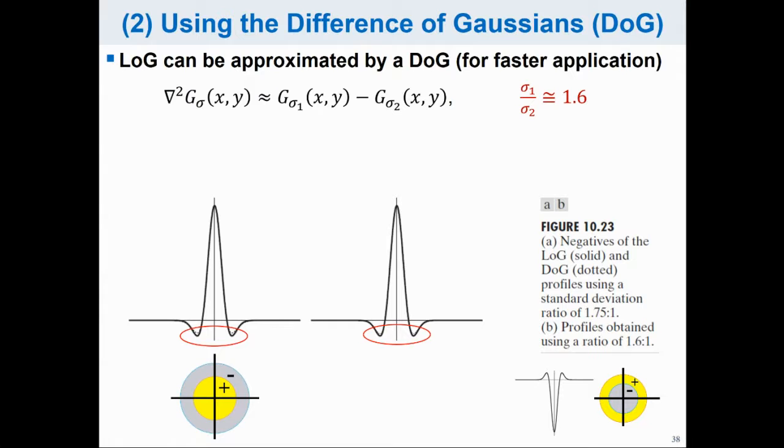As we said, in MATLAB, actually MATLAB doesn't use the Laplacian of Gaussian. It uses the difference of Gaussian. What is the difference of Gaussian? It's basically an approximation of the Laplacian of Gaussian. So that's my Laplacian of Gaussian, and the DoG is just an approximation using the Gaussian with sigma 1 minus the Gaussian with sigma 2. The condition here is that sigma 1 over sigma 2 have a ratio of close to 1.6.